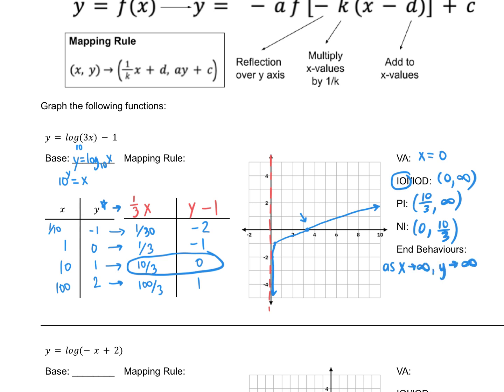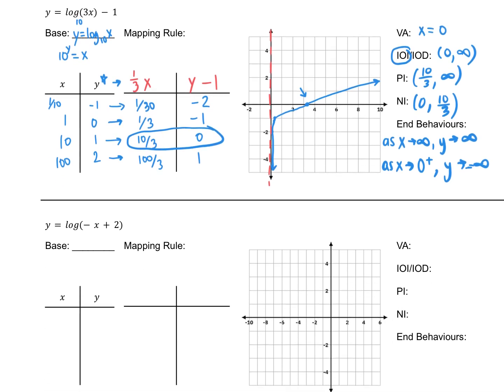And for our end behaviors, I'm going to write as x approaches infinity, y also approaches infinity, slowly, slowly. And I'm not going to write as x approaches negative infinity because there's nothing there. I'm just going to write as x approaches my asymptote, so as x approaches 0 from the right, y approaches negative infinity. Those are appropriate end behaviors for this logarithmic function. And that's it. Let's try another one.